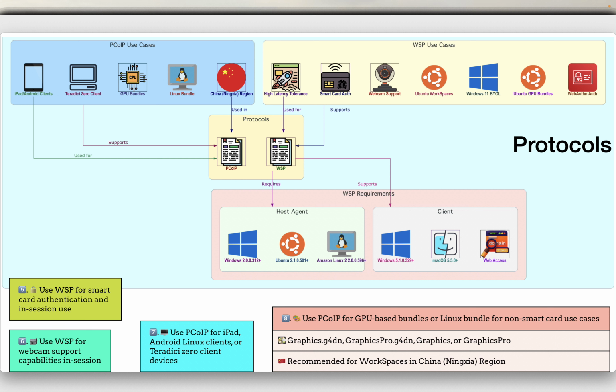So most of the time WSP should suffice your needs, but PCoIP will be used in a few scenarios, but they will be less, so it's like 10-20% compared to WSP.